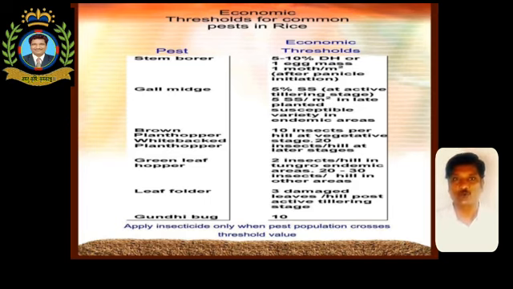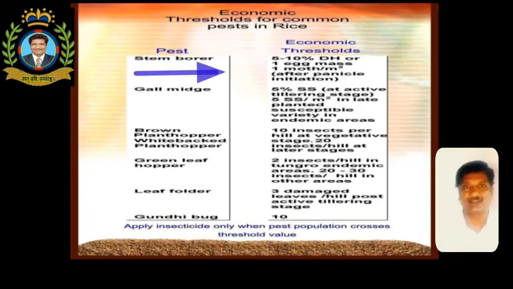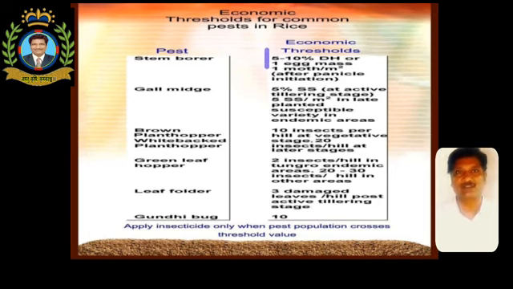In this session, we are going to see what are the different ETLs to be observed before adopting the control measures. The first major pest is stem borer. If an infestation of nearly 5 to 10% dead-hearted plants, or one egg mass per meter square, is observed, mostly in the panicle initiation stage itself, then you can adopt the control measures.